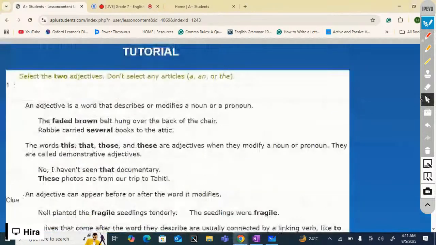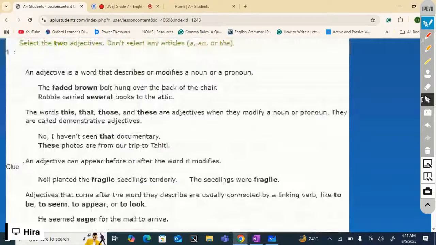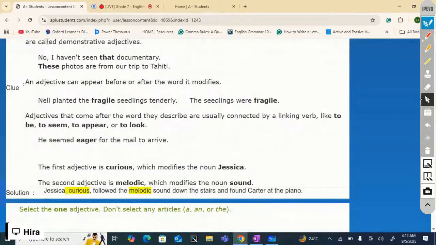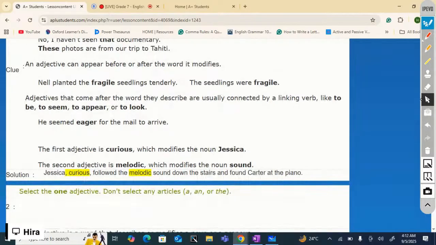So what did we learn in this lesson? An adjective is a word that describes or modifies a noun or a pronoun. Yes. Then the words like this, that, those, and these are all adjectives when they modify a noun, and these are called demonstrative adjectives. The third point is an adjective can appear before or after the word it modifies. It's possible. And the last point is adjectives that come after the word they describe are usually connected by a linking verb, like these linking verbs: to be, to seem, to appear, or to look.